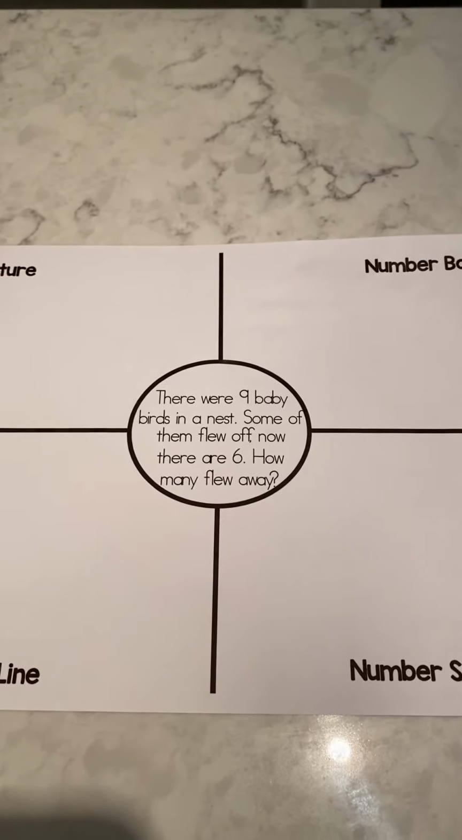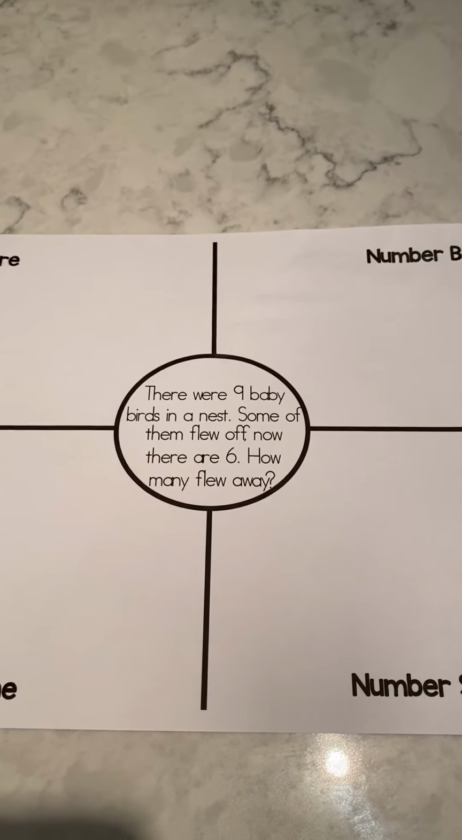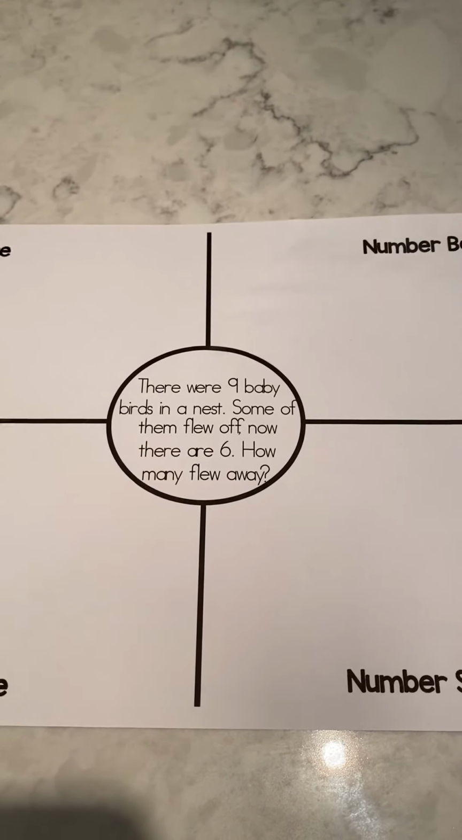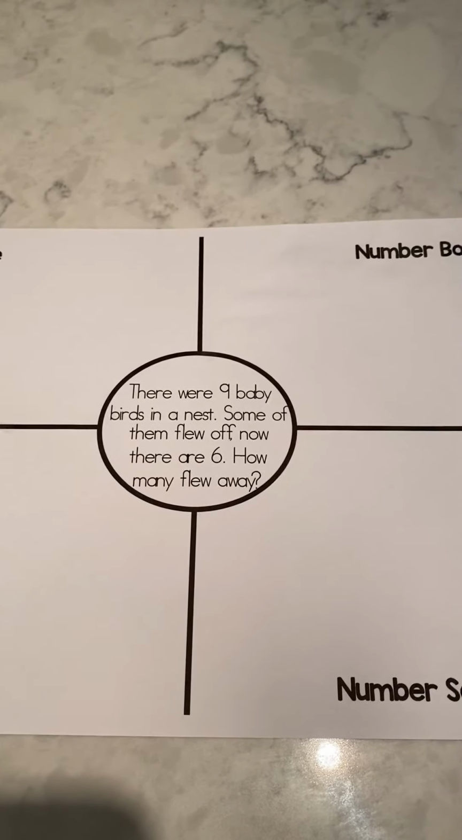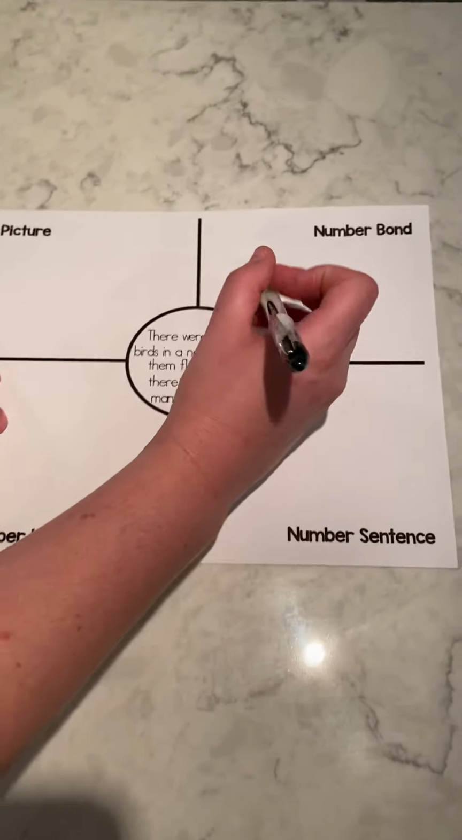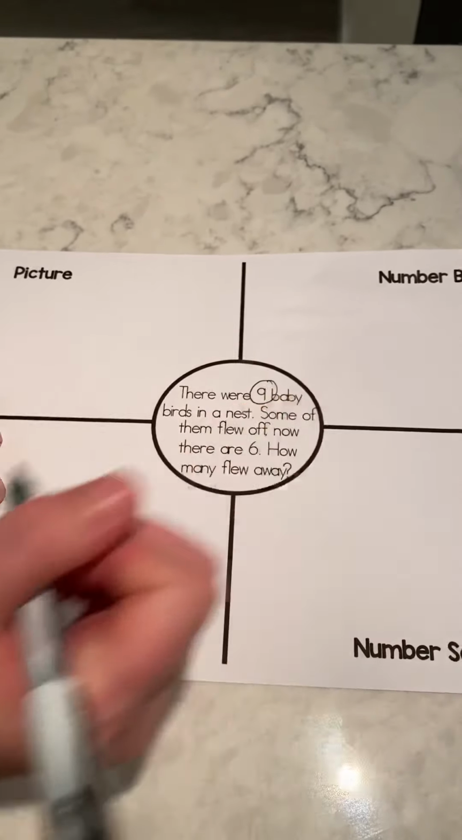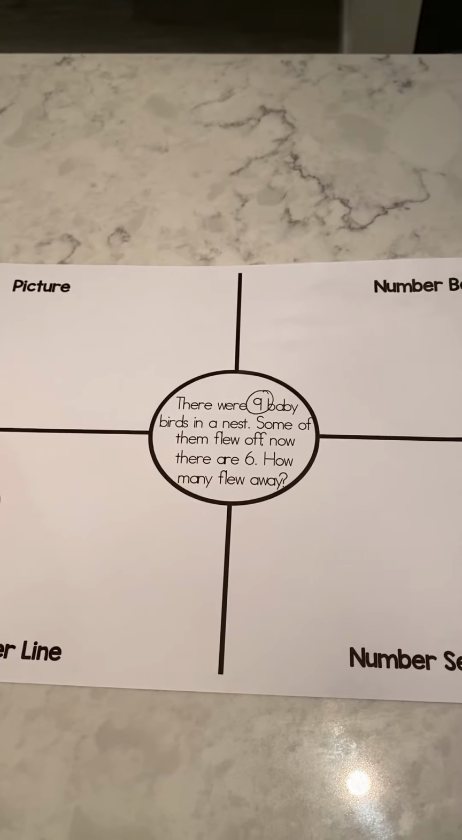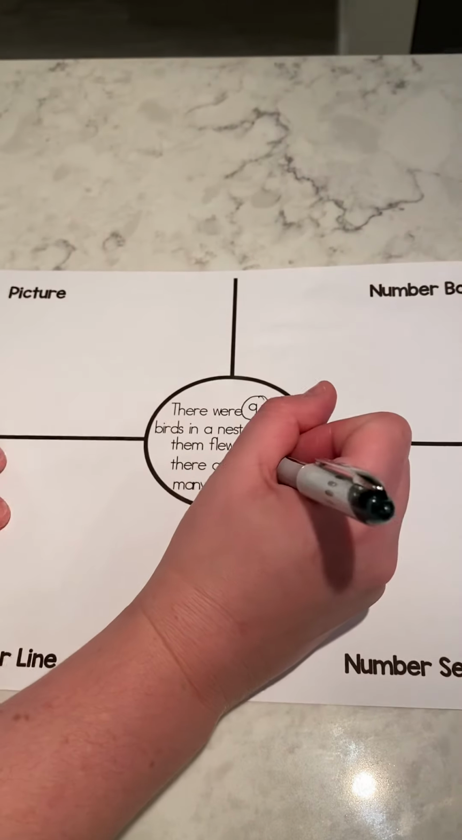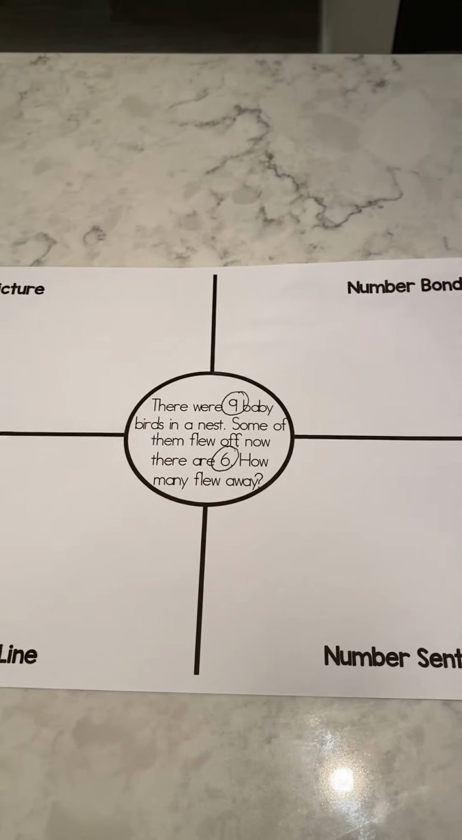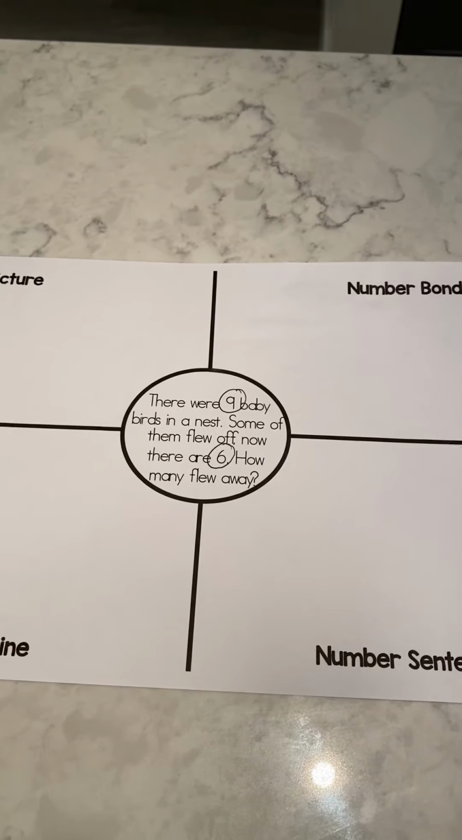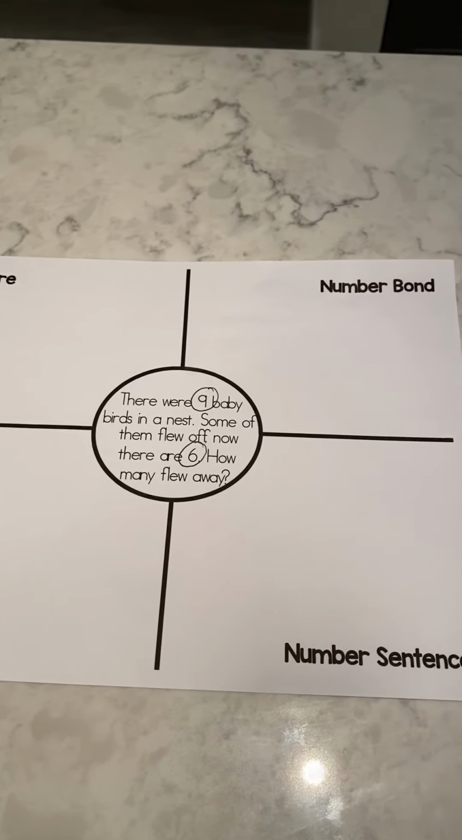It says, there are 9 baby birds in a nest. Some of them flew off. Now there are 6. How many flew off? So I'm going to start by circling my numbers. There are 9 baby birds in the nest. Some flew off. Now there are 6. So I know in my number sentence that I'm going to have 9 and 6. So I'm going to start right there with my number sentence.